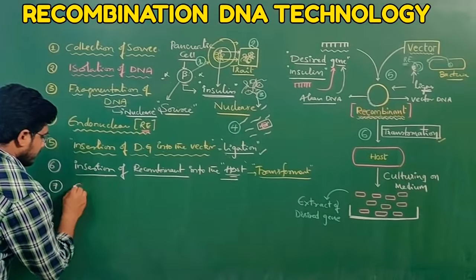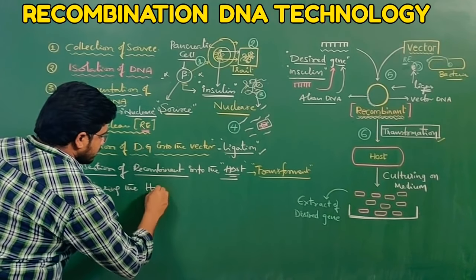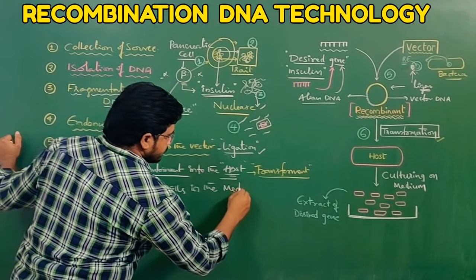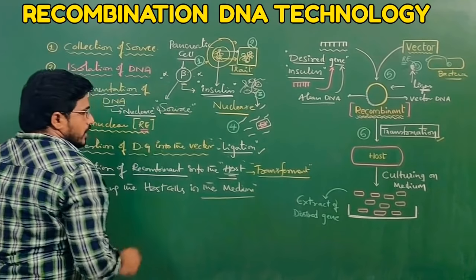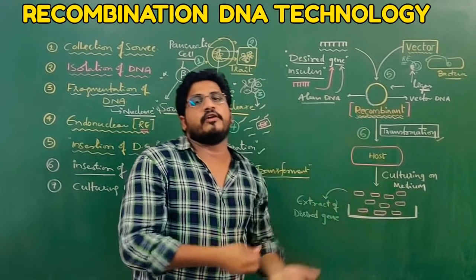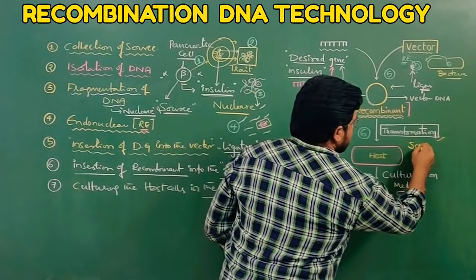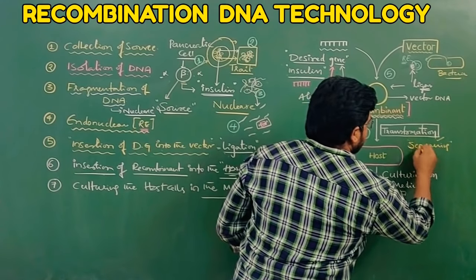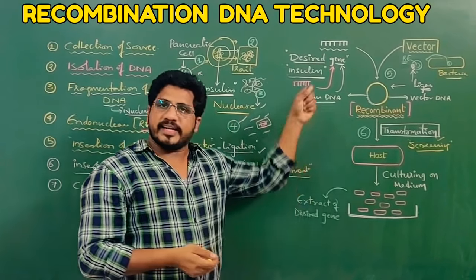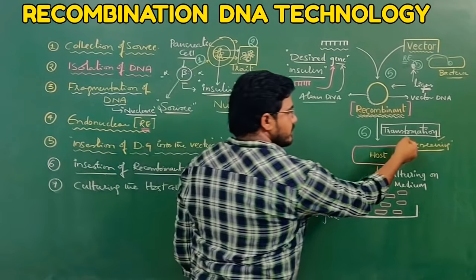The next step is culturing the host cells in the medium. I just told you about the host; after some time I will discuss it. Once the host becomes a transformant, we use it to screen. The screening also happens here. What is the screening process? By using selectable markers, we come to know whether the recombinant went inside and the host became a transformant or not. So screening is also one kind of step.